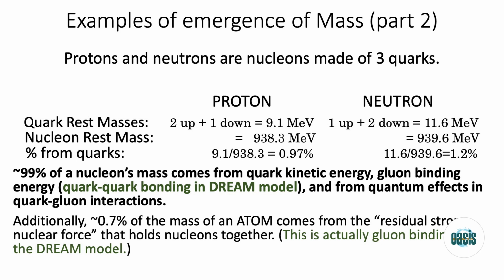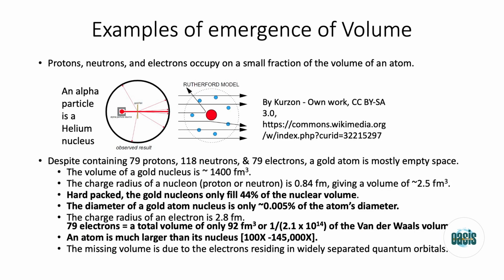The same situation applies to neutrons. Only about 1% comes from the quarks that make up the neutron. What is giving the rest of that 99%? It's coming from the kinetic energy of the quarks. They're moving, they have kinetic energy. It's coming from the gluon binding energy that's holding the quarks to each other. And it's coming from quantum effects where you get gluons coming in and out of existence. And then there's a small one from what's called the residual nuclear force.